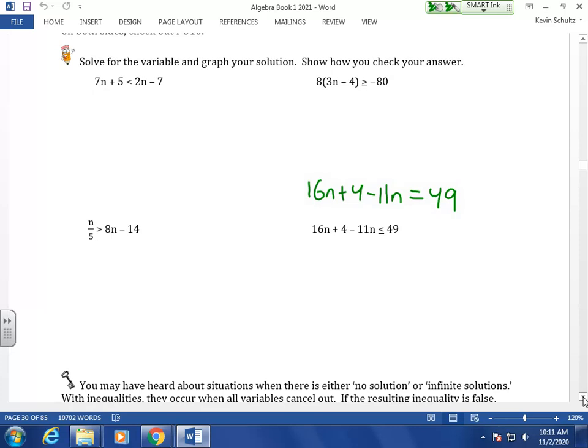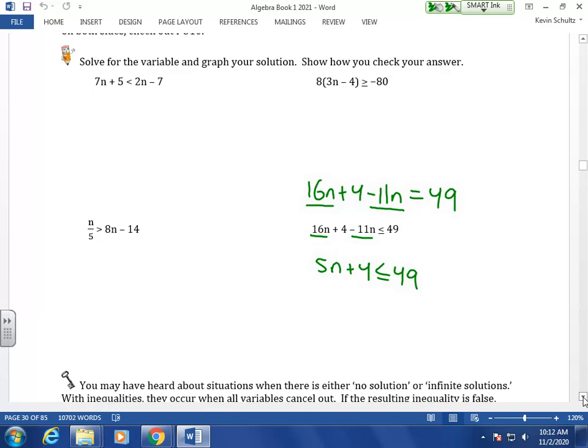And since it's multi-step, you have to run through your checklist. Am I combining like terms? Are there parentheses? Am I distributing? Are there variables on both sides? William? Right, 16 and negative 11, right? We've got terms that we can combine. And so you're going to do the same thing here. 16n minus 11n gives us 5n plus 4 is less than or equal to 49. The inequality symbol hasn't come into play yet, right? It's just like an equation.